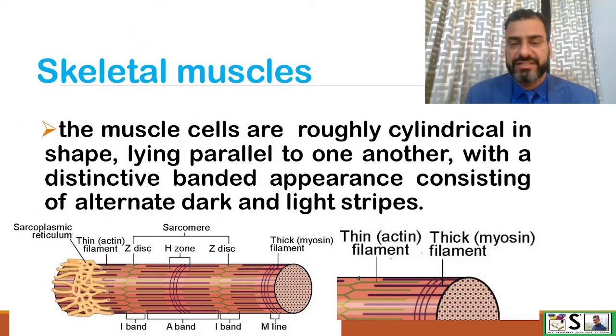The muscle cells are roughly cylindrical in shape, laying parallel to one another with a distinctive banded appearance, consisting of alternate dark and light strips. So this is dark strip, light strip, dark strip. In this way, the muscle fiber is formed, individual muscle fiber.